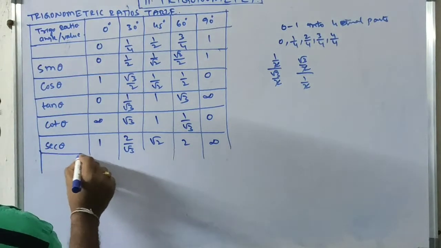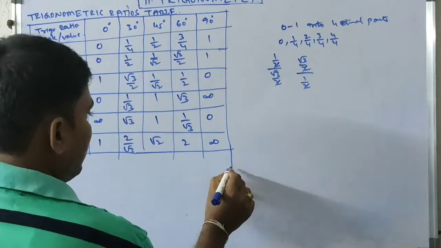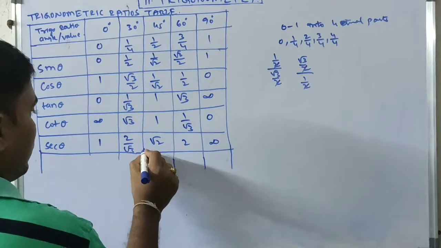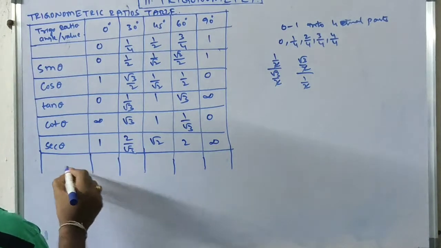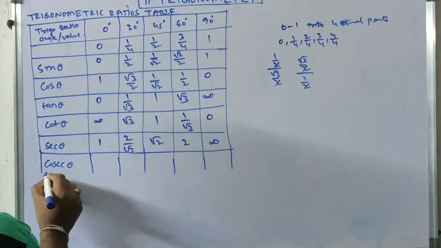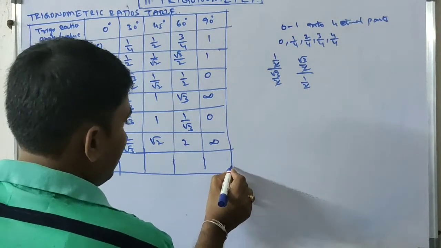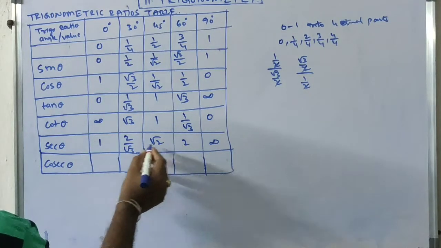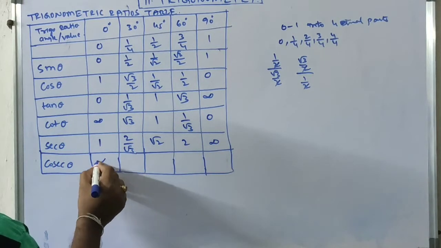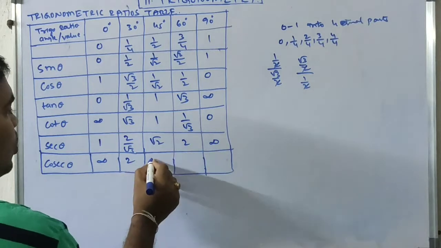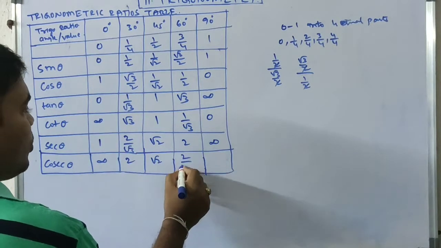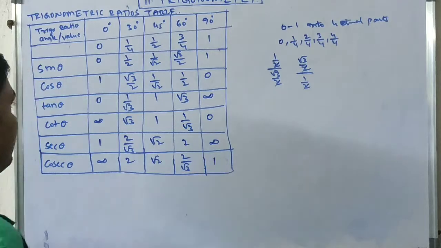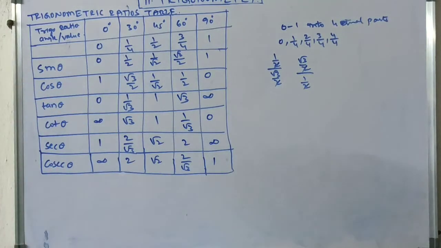So next, cosec theta. If we are finding cosec theta, we write sec theta in reverse order. Infinity, 2, root 2, 2 by root 3, 1. So this is the trigonometric ratios table.